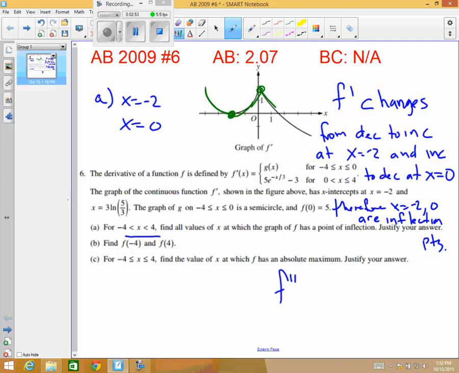Careful with the words positive and increasing. They don't mean the same thing. Negative and decreasing do not mean the same thing. Scoring guideline for this one: if you even came up with -2 or 0 as your answers, you got 1 point. Your second point came from your justification. So you had to have the correct answer plus a justification. That's it for part A.